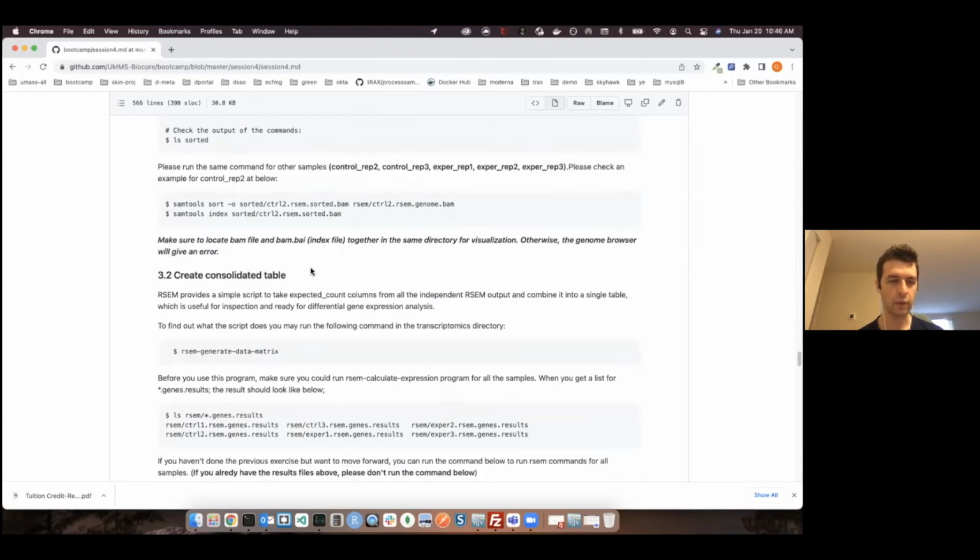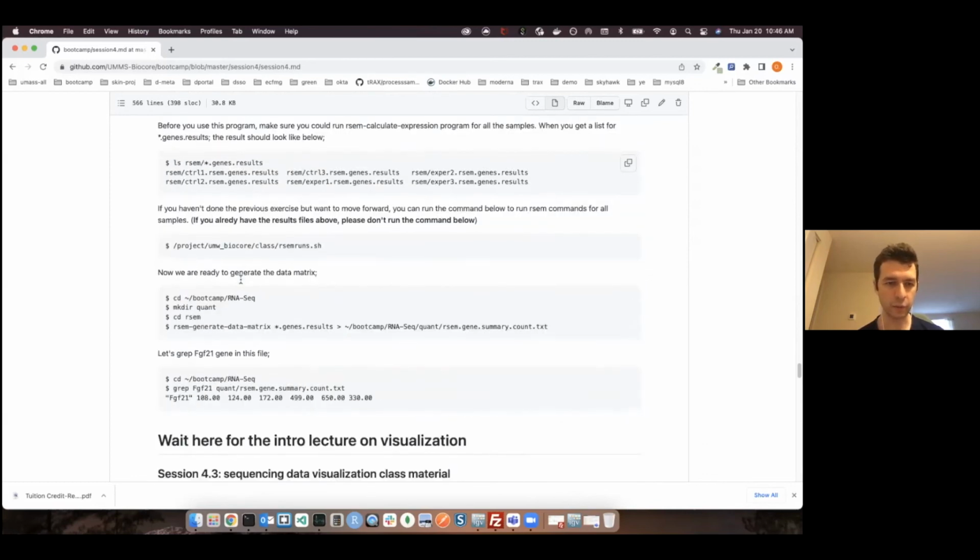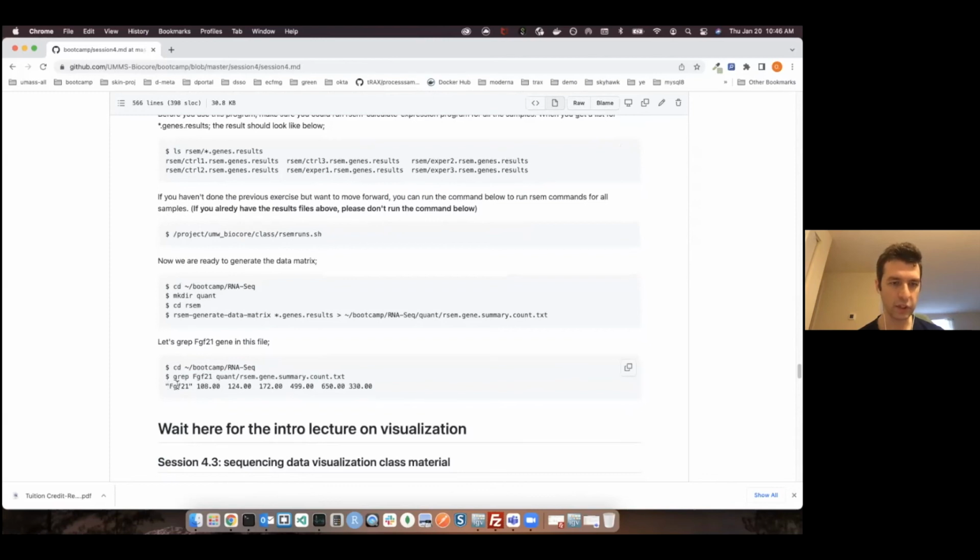And after that, you will execute this command, this rsem-generate-data-matrix command. This will consolidate all the data that is created from each pair of files, and that table is going to look like this. So for each gene, you will get a count value for each sample. So it will look like a matrix, and for just one gene count value, it will look like this. And it will be on Slack right now.